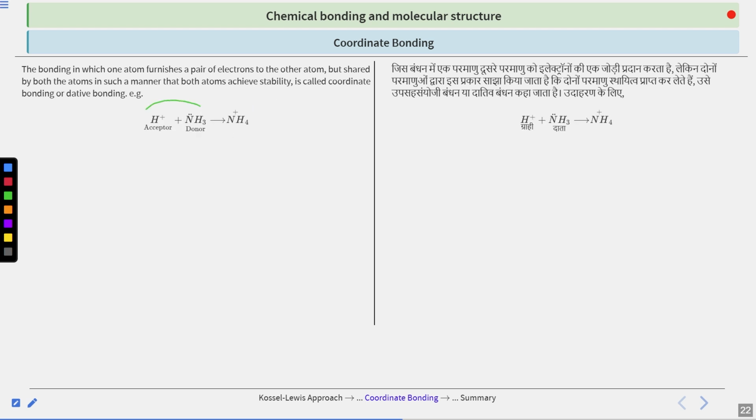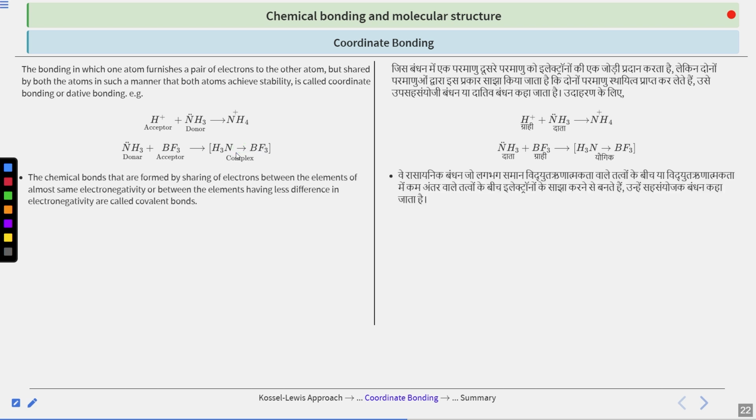So suppose this is your example. Here your lone pair is being donated completely to H. There is a bond between N and H, but the electrons in the bond are of nitrogen only. So this bond is called the coordinate bond. That results in this NH4 plus. Similarly, this is called a coordinate bond because your N is donating its electrons to the B, and boron doesn't have an electron in this bond.